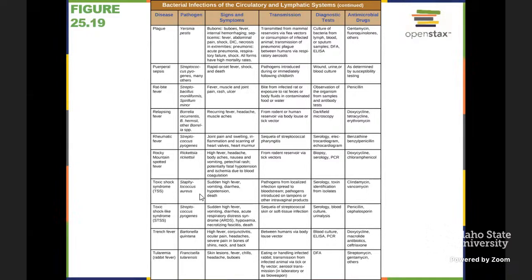Staphylococcus aureus is our culprit for toxic shock. High fever, vomiting, diarrhea, hypotension, so low blood pressure, and ultimately leading to death. The Staphylococcus may be from some localized infection that spreads into the bloodstream, septicemia. There are other opportunities. Tampons or intravaginal products have the potential to cause this as well. Staph aureus on the skin, and then potentially being deposited or inoculated into an area rich with nutrients.